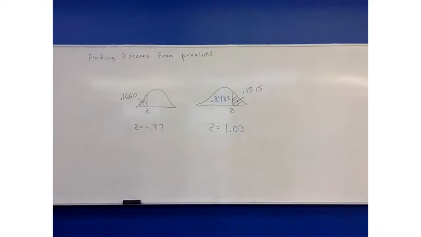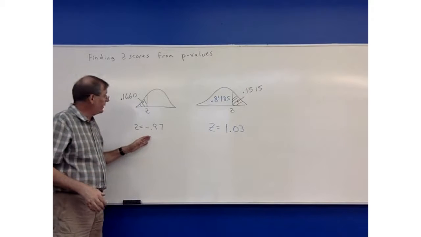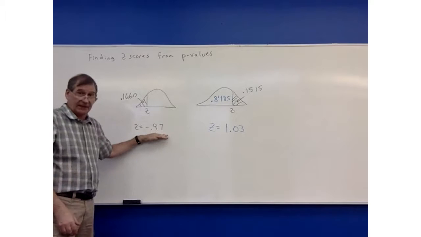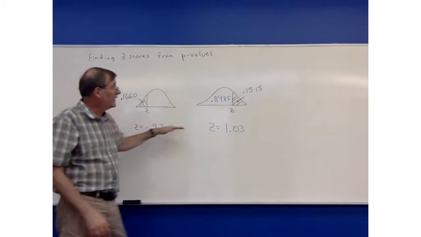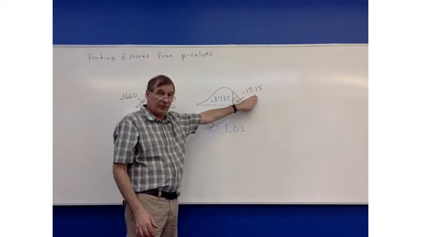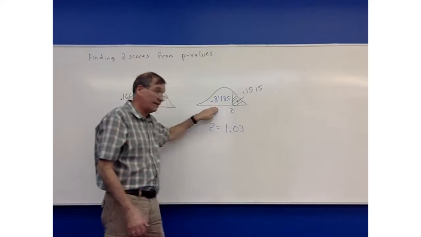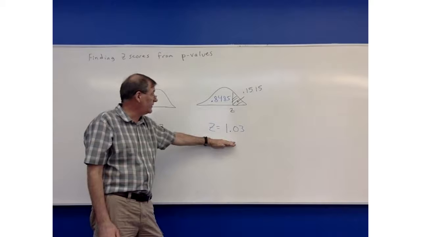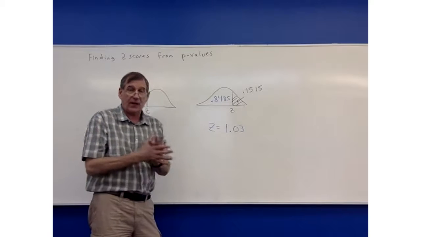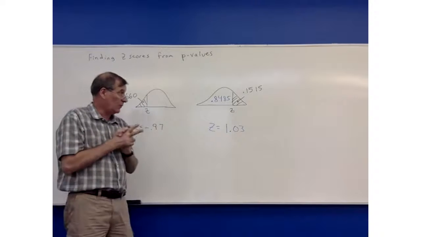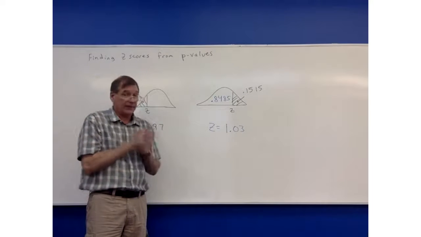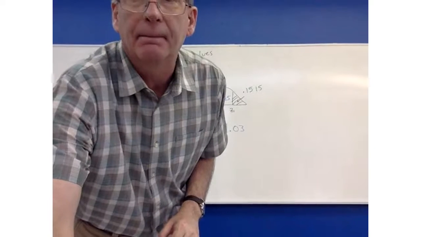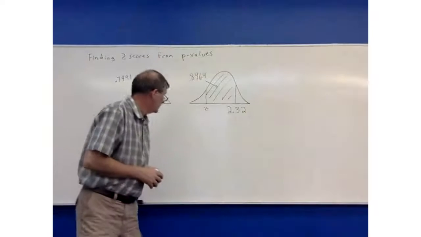Okay, so here we are. The first problem, all you have to do is directly look up 0.1666 off the table, and you get negative 0.97. Here, you have to subtract 0.1515 from 1. That gives you 0.8485. That's what you look up on the table, and its corresponding z-value is 1.03. I hope you got those correct. We're going to do a couple more, and these are going to be a little bit more difficult. You've got to work with the geometry that you're given. So hold on just a second, and I'll put those up.